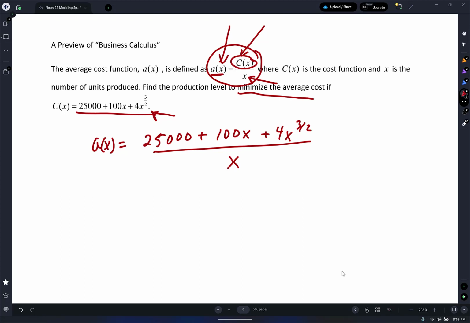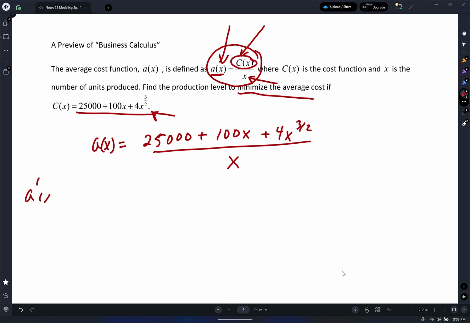Let's see, what do I want to do? Do I want to do quotient or do I want to divide each term? What do you guys want to do? Do you want to divide each term by X so we can eliminate the X in the 100X, and eliminate one of the X's in the X to the 3/2? Or we can just go right into quotient rule. Right into quotient rule? All right.